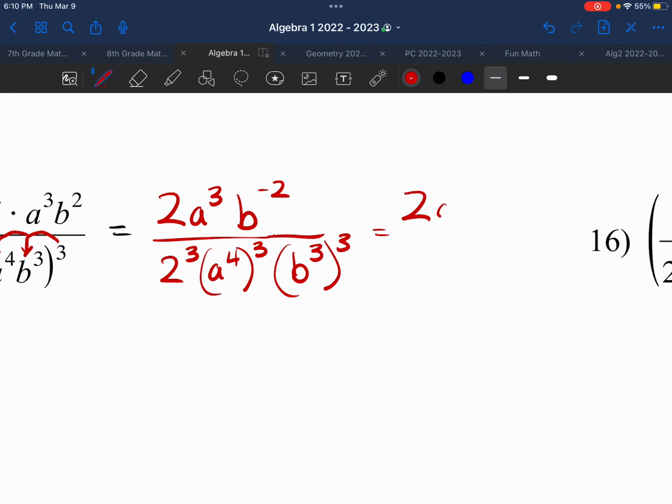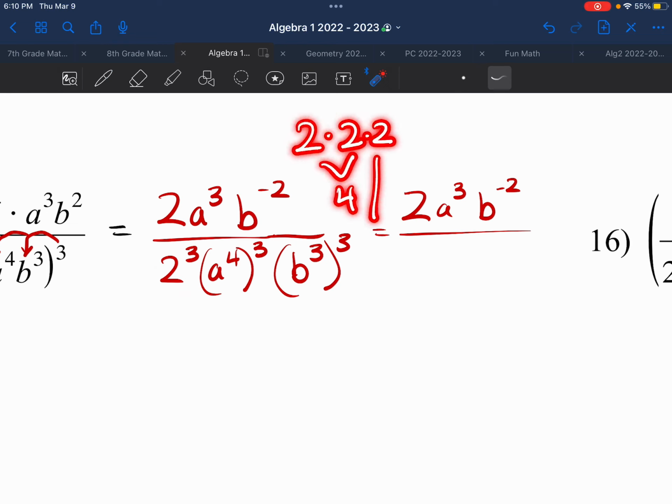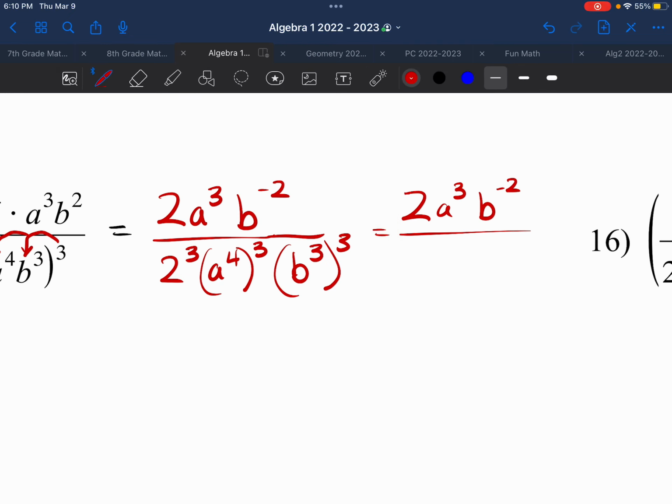So from here, I'm going to leave the top the same. I'm going to say this is 2a to the power of 3, b to the negative 2. And then in the denominator, I can say 2 to the power of 3. I know that's 2 times 2 times 2, and 2 times 2 is 4, and 4 times 2 is 8. So I'm going to go ahead and say that's going to be 8. And I'm going to simplify it. Whenever I have a power to a power, I multiply it. And I'm going to get a to the power of 4 times 3. 4 times 3 is 12. And b to the power of 3 times 3, and that's going to be 9. All right, I'm doing really well for myself.